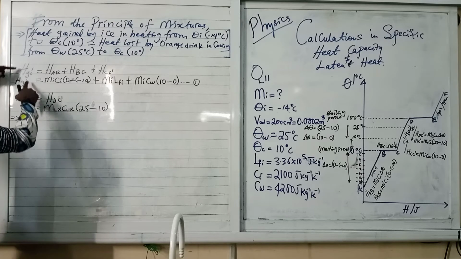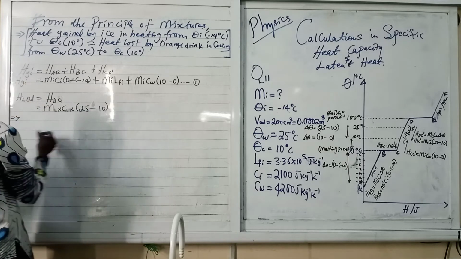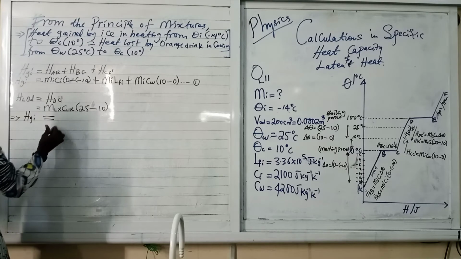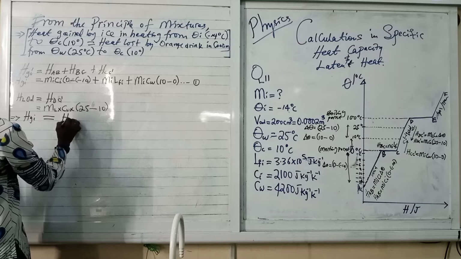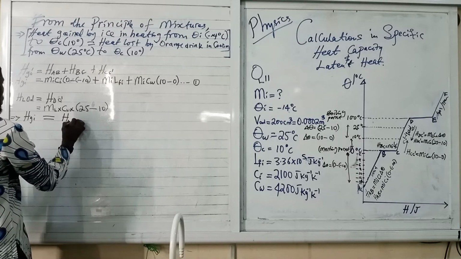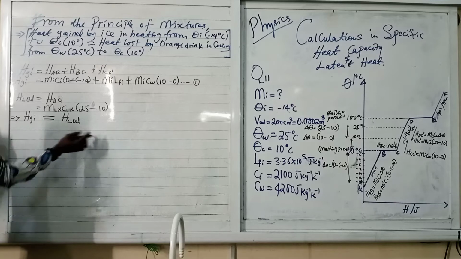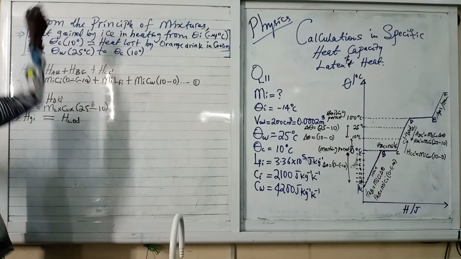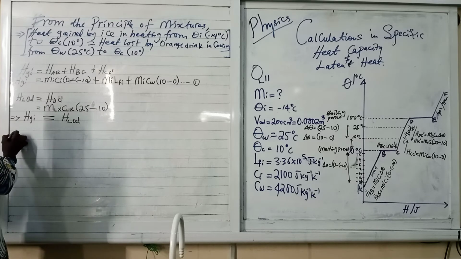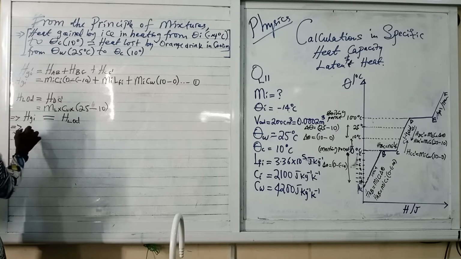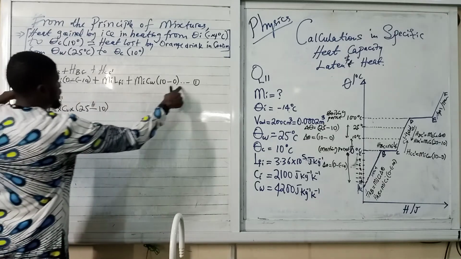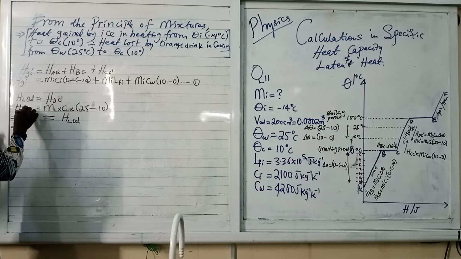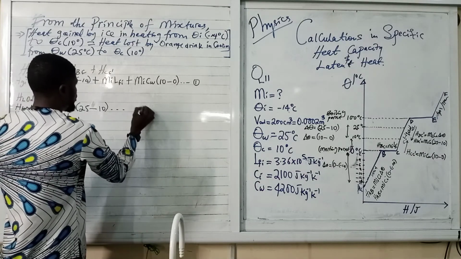So if we put all this into place, it implies that heat gain is equal to heat loss. So heat gained by ice is equal to heat lost by orange drink. If we substitute correctly, we are going to have it as follows. We call this heat loss by orange drink, equation number 2.